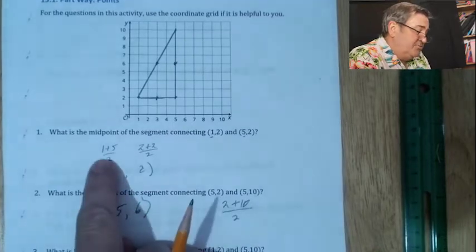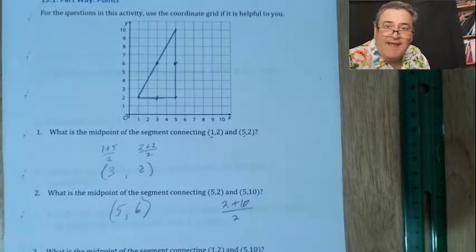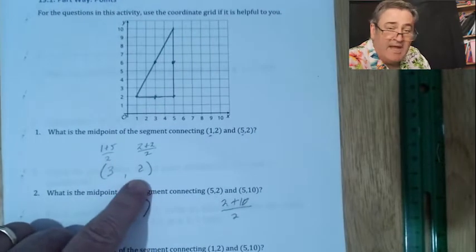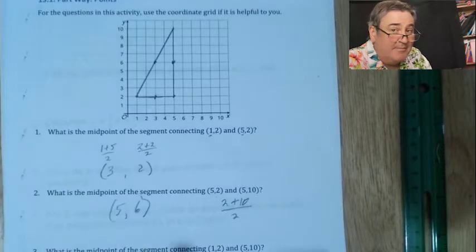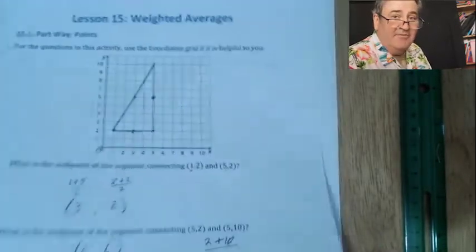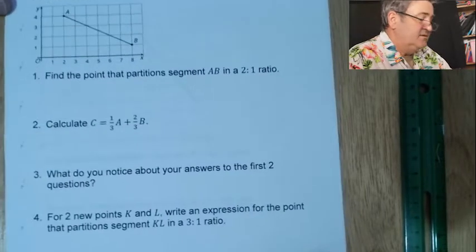And all we do is add the two x's together, divided by 2 to find the average. What's the average between those two numbers? It's a 3. What's the average between the y's? Well, since they're the same number, it's a 2. So, weighted averages. Okay, we can do that. That's not so bad. Let's look at this.